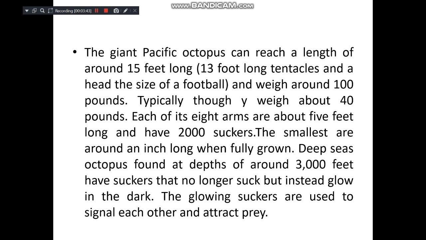The giant Pacific octopus can reach a length of 15 meters, and its head is the size of a football. Each giant Pacific octopus weighs about 100 pounds. It also has 8 arms, about 5 feet long, and on the inner margin of the arms, there are around 2,000 suckers.